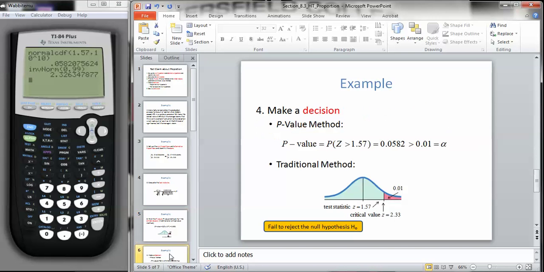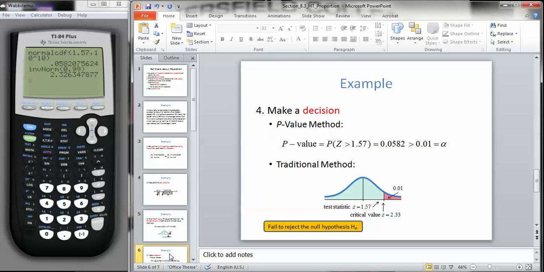After this is done, now making the decision. We can use either the p-value method or the traditional method. Again, in the test, I will only ask you to use one of them, but you have to know how to do both in case I ask you for either one. And here I'd like to talk about both of them. All right, so the p-value is 0.0582, and we compare that with our significance level, alpha. We see the p-value is greater than alpha, so that will lead us to fail to reject the null hypothesis.